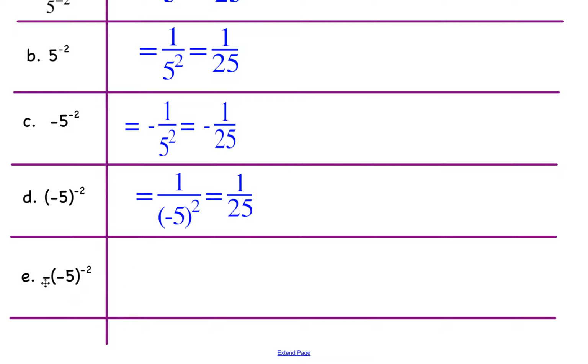And letter E, the opposite of negative 5 to the negative 2. How many negatives can we throw in one expression here? The negative exponent says it's the reciprocal. The first negative stays out front, so we get negative 1 over negative 5 squared. When we square negative 5, we get a positive 25, but the negative stays out front.